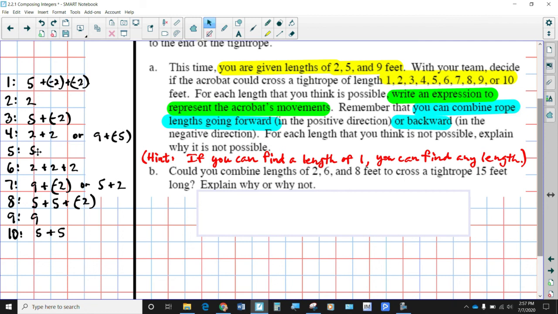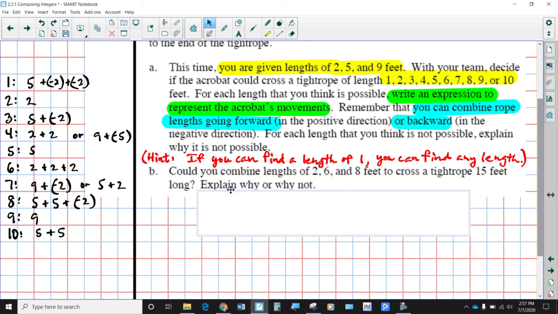9 plus negative 5. 5 is easy. 6 would be 2 plus 2 plus 2. 7 could be 9 plus negative 2 or 5 plus 2. 8 would be 5 plus 5, which is 10, plus negative 2. 9 is super simple. 10 is super simple. 5 plus 5.